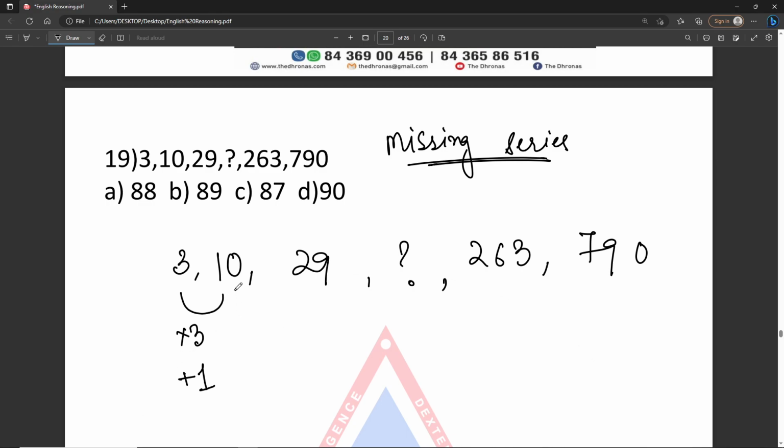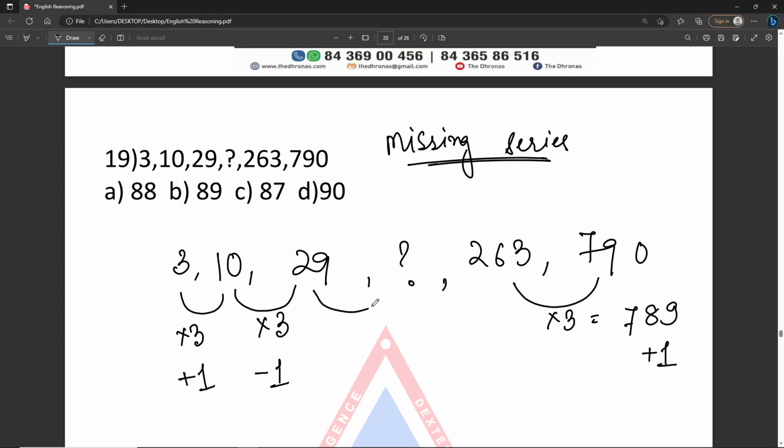Okay. Next again, 10 times 3 becomes 30, and 30 minus 1 gives us 29. So we can see plus, multiply 3 plus 1, multiply 3 plus 1. We don't know, so let's check the last digit. 263 times 3 gives us 9. 6 threes is 18, carry 1. 789, but it is 790. That means plus 1. I mean plus 1 minus 1.